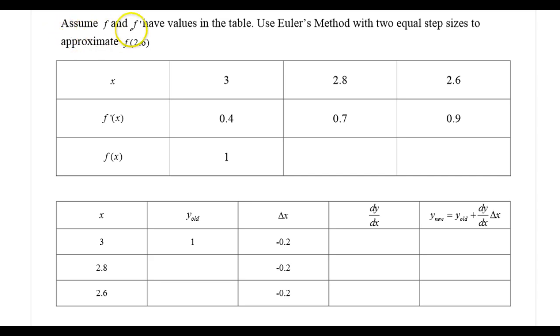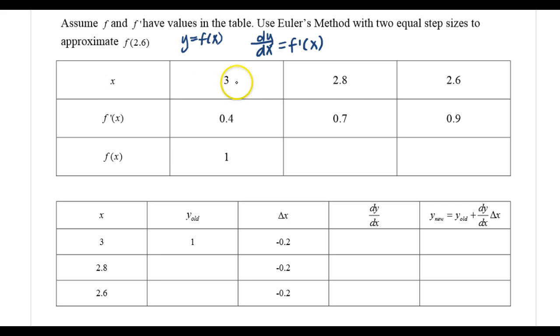So assume f and f prime have values in the table. Use Euler's method with two equal step sizes to approximate f of 2.6. So we were used to y and dy/dx, but now we're given f of x, so y equals f of x, and f prime. So that corresponds to the dy/dx that we were used to. But we're given the same information here. It's just in tabular form.